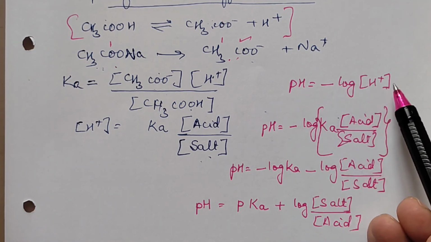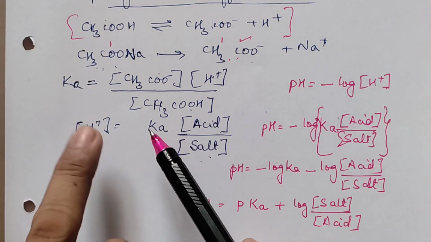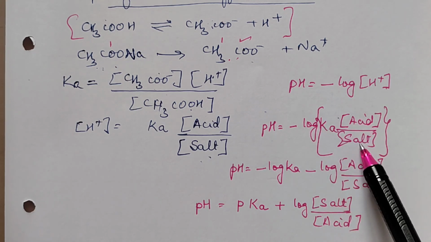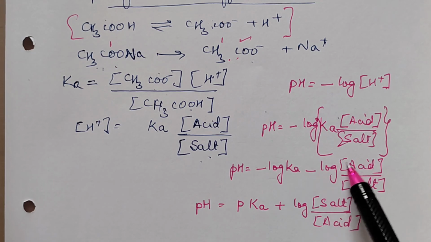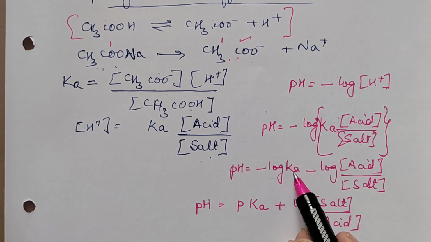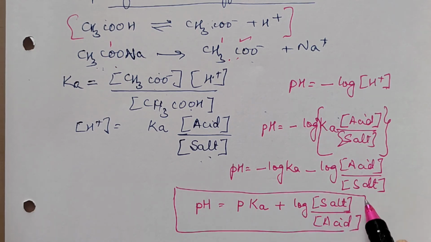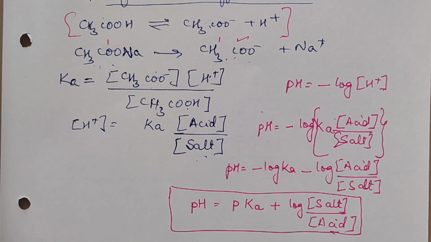pH is equal to minus log H plus. So that H plus value from here we wrote on this side. We opened this bracket, so that log will be with K as well as with this. So minus log K minus log of acid by salt. Now instead of minus log K, I have written pKa, and this I made plus, so I have just reversed it. This equation is the equation for the pH of an acidic buffer solution, and this equation is also called the Henderson-Hasselbalch equation.